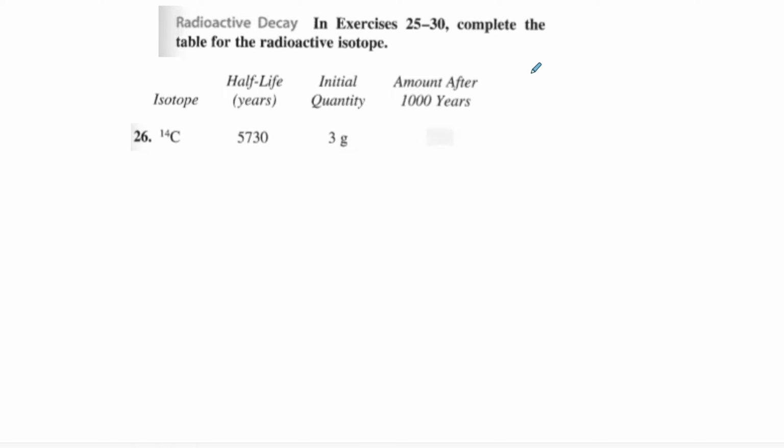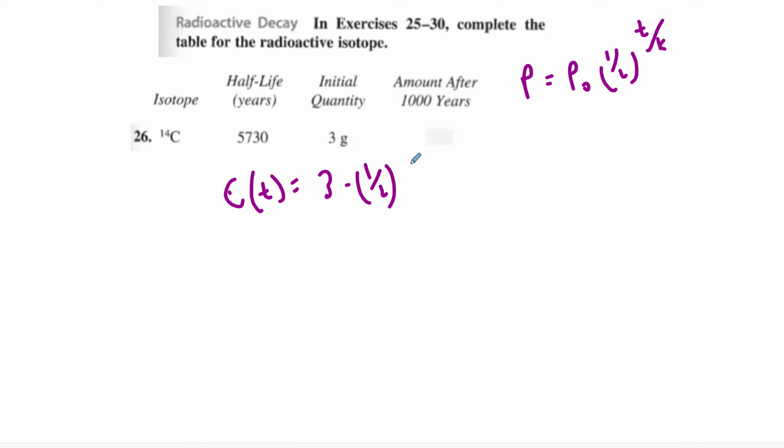We know, let's use our P equals P naught times 1/2 to the, well, what would it be? T over K, where K is the half-life. So we're looking at carbon-14, so we'll use C, right? C in terms of T is equal to 3 grams times 1/2 to the T over 5,730. Great, you say. Amount after 1,000 years. Well, we plug 1,000 in. So C of 1,000 is 3 times 1/2 to the 1,000 over 5,730.